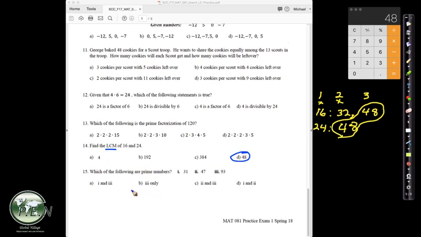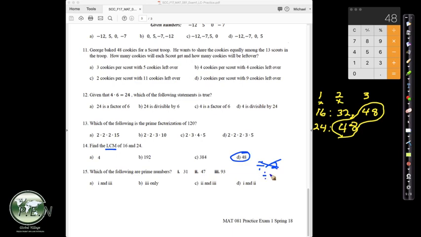So that's that. So which of the following are prime numbers? We're given 3 numbers, and then we've got some choices of which are prime and which are not prime. What we might want to do is use some of our divisibility rules. So first of all, are any of them divisible by 2? Well, no, because it has to end in an even number. 31 is not even, 47 is not even, and 93 is not even. So we don't have to worry about that.